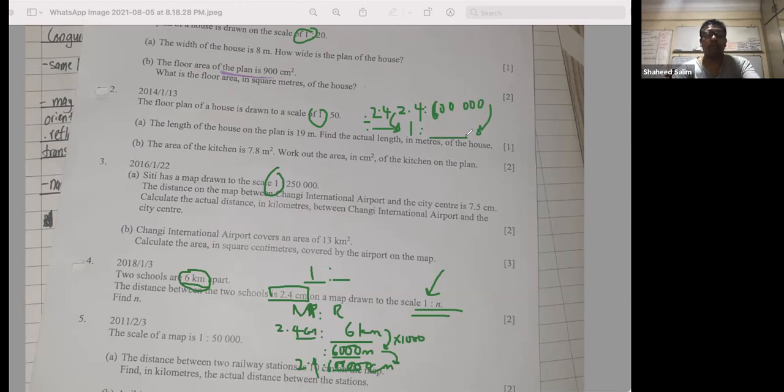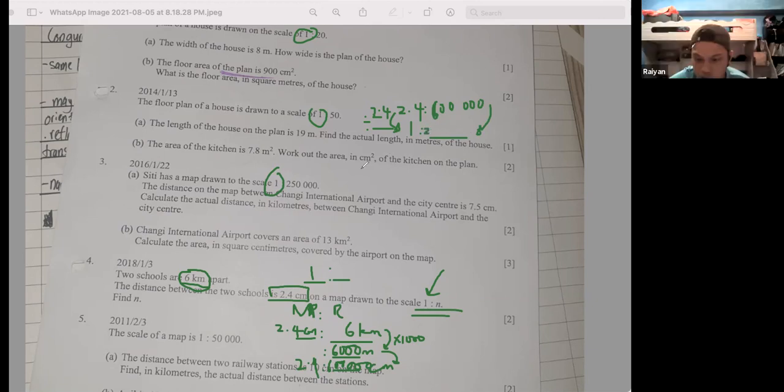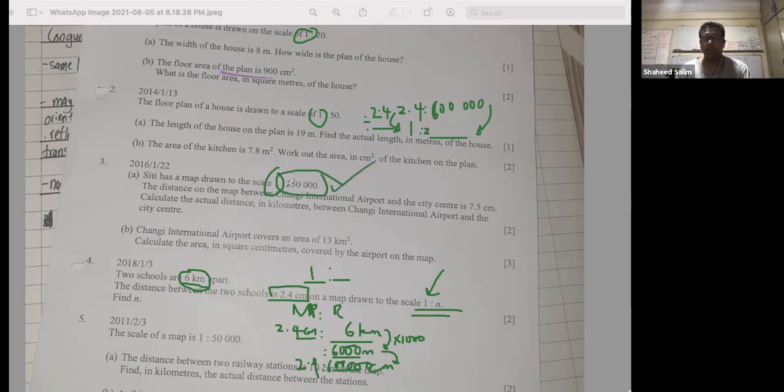Can you divide by 2.4? You get? Yeah, 250,000. Same as this one. Correct. Yeah. So now you got the answer.